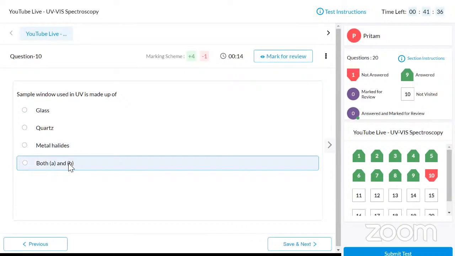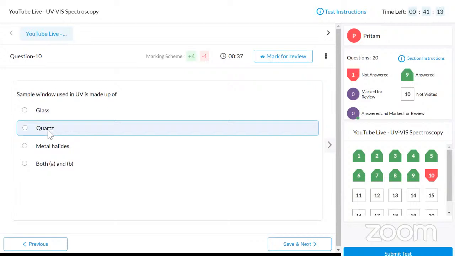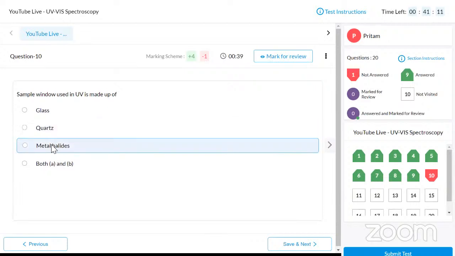Now, metal halides is never a material of construction for UV. Why? Because metal halides are not UV transparent, and they will interfere with your reading, or they will produce a background noise of their own. So that is the reason why the sample window used in UV is made up of either glass or quartz. It is not metal halides. So I will eliminate option C.